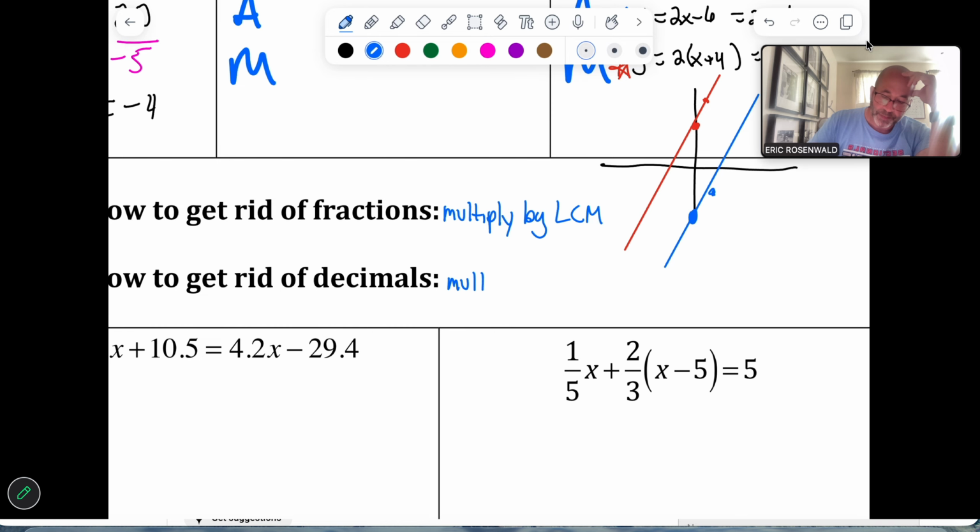We multiply by 10 or 100 or 1,000. The reason we do that is because multiplying by 10 will move your decimal. Same thing with multiplying by 100, multiplying by 1,000.